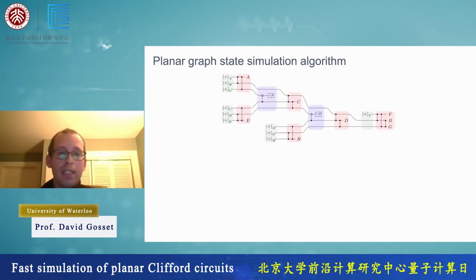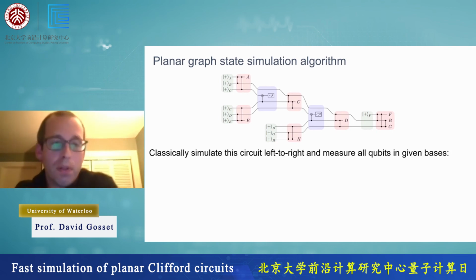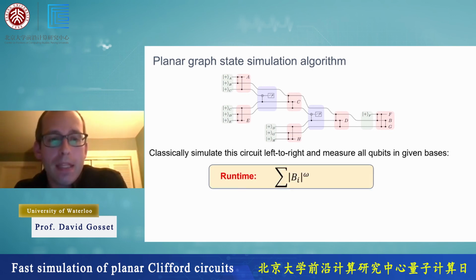So why is that useful? Well, it turns out that the simulation of this circuit can be done in a way that is faster than the naive simulation. Let me explain. If you classically simulate this circuit left to right, and then measure all the qubits in the given Pauli bases, because we're trying to simulate Pauli measurements on graph states, then the cost of classically simulating this circuit is just the sum of the bag sizes to the omega.